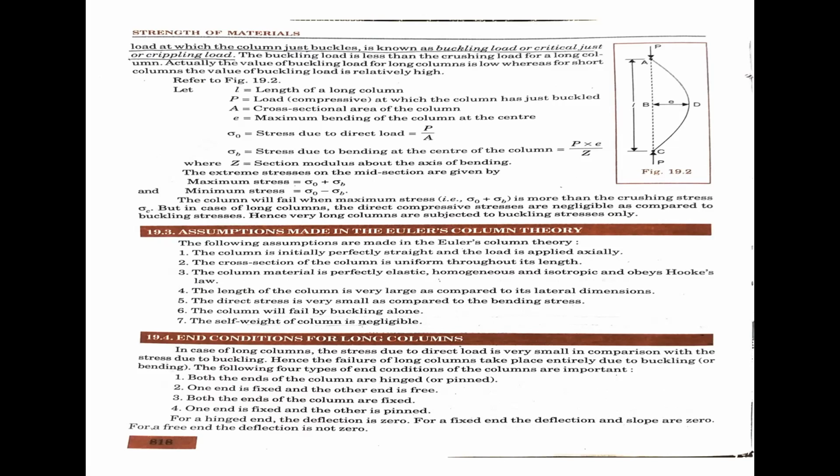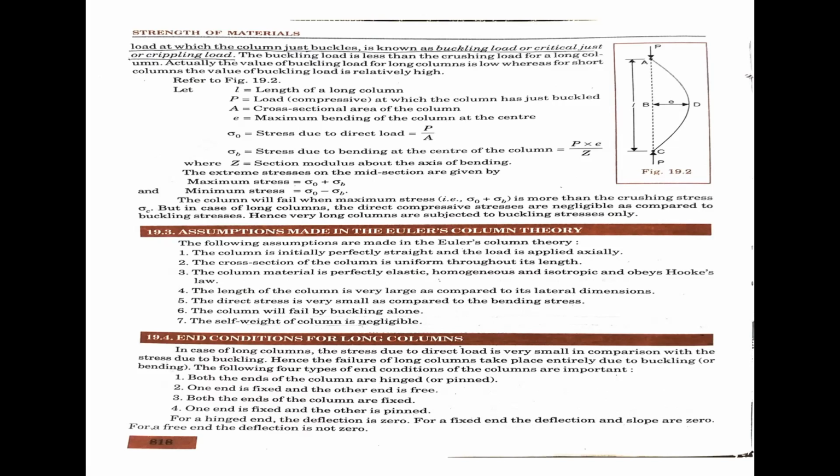It shall also obey the fourth point: the length of the column is very large as compared to its lateral dimensions. The lateral dimension is small compared to the column length. The direct stress is very small as compared to the buckling stress. The column will fail by buckling alone.